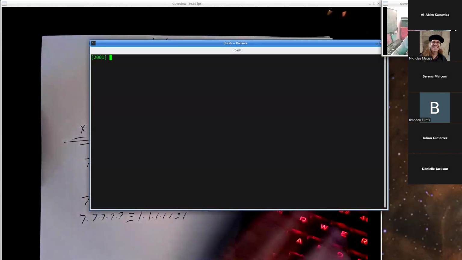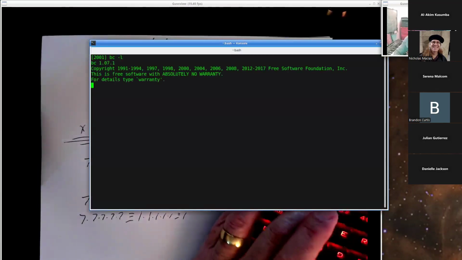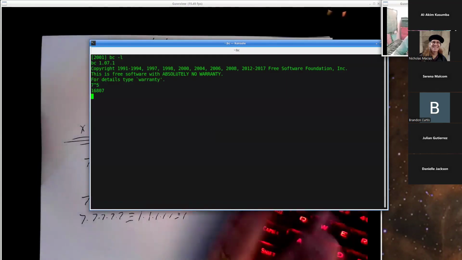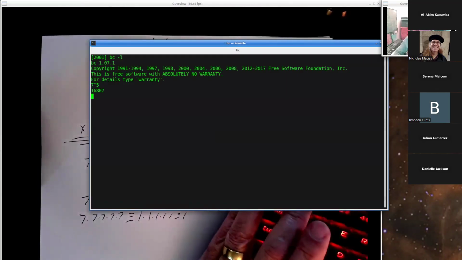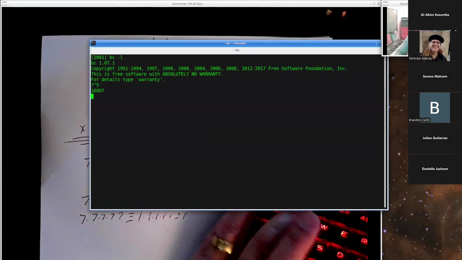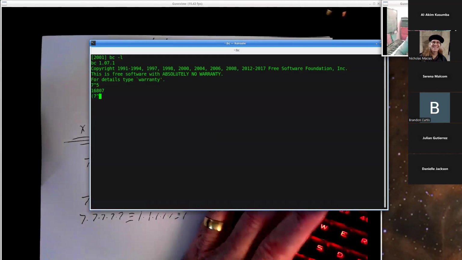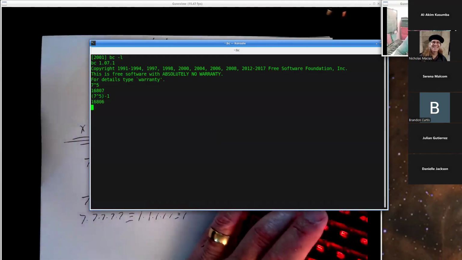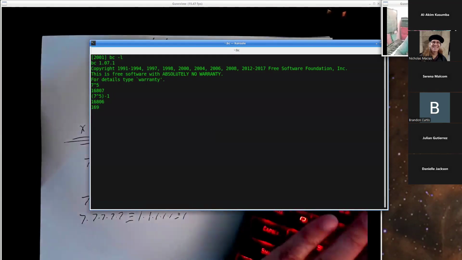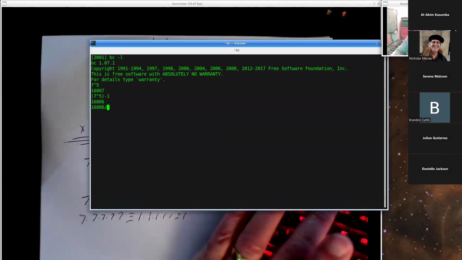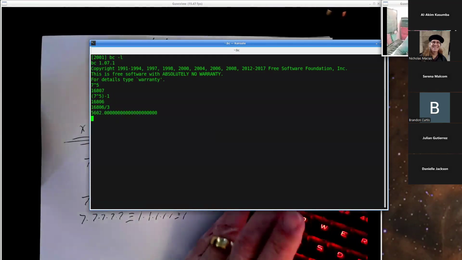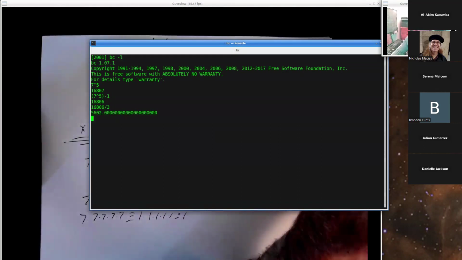And if you're on a Linux system, I can do 7 to the 5th. And if I subtract 1 and divide by 3, I can see that I get an exact integer.